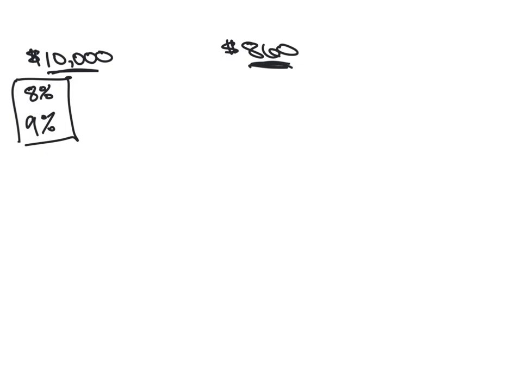So what I'm interested in is how much money did I put in at 8% and how much money did I put in at 9%. And when I add those two amounts, I have to get 10,000. So I'll call one X and one Y. In fact, let's call this one Y and this one X. This is the amount I put in each account.